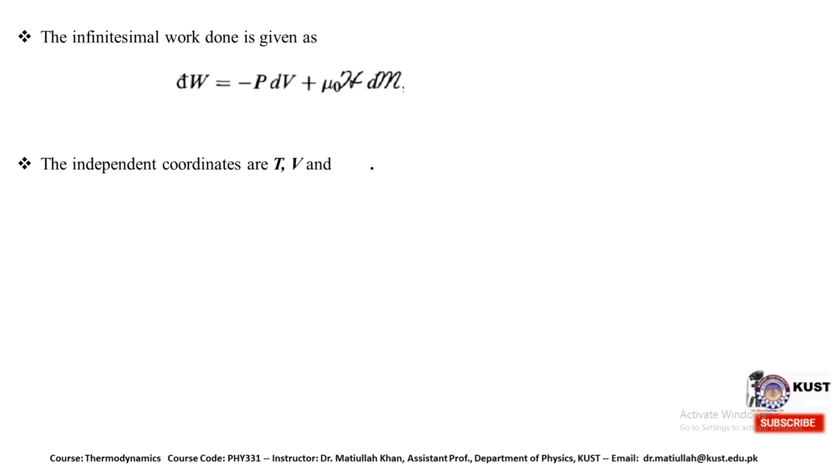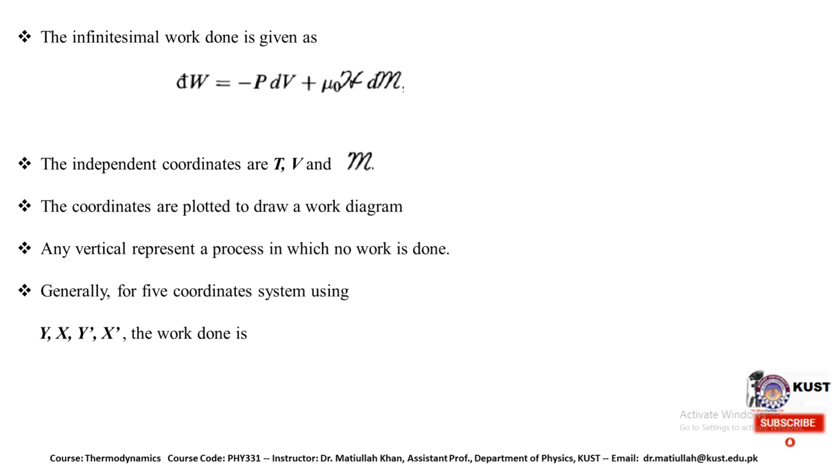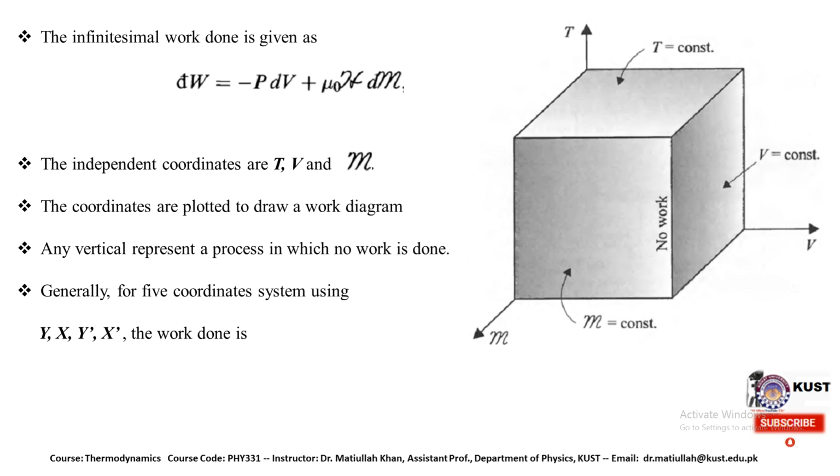So when we discuss the work done in this case, the infinitesimal work is given by dW equals minus P dV plus mu naught H dM. So this is actually the equation of work done. The independent coordinates in this case are T, V, and M, and the coordinates that are plotted to draw a work diagram for this particular case are like this.